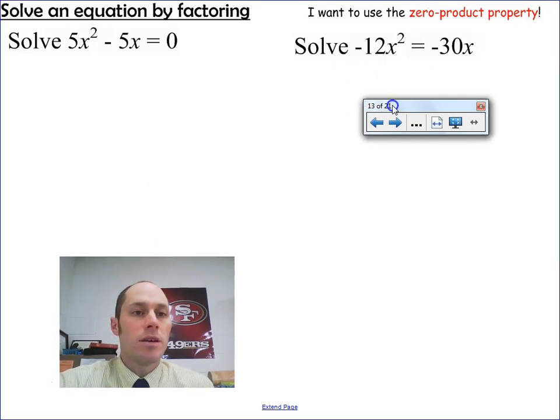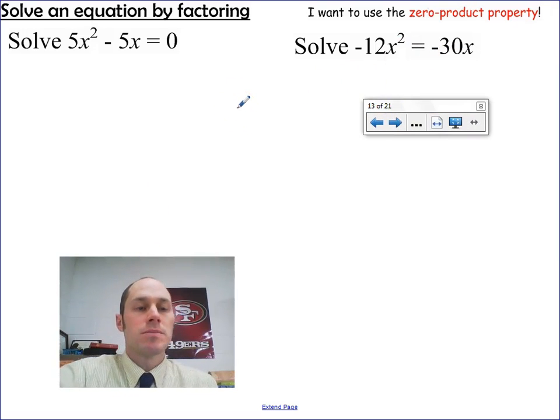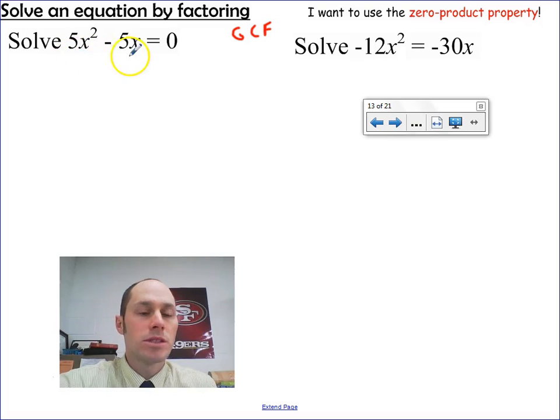So why don't we take a look at these next examples. Solve 5x squared minus 5x equals 0. Well, I want to use the zero product property because if I can get equal to 0, I've got to find two products that will make this equal to 0. So in order to do that, I've got to do some factoring. First thing we always want to look for is a GCF. Should be always the thing that we look for. So what's a GCF out of this? I can divide everything by 5x. I'm left with x minus 1.